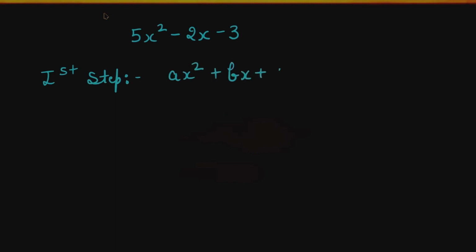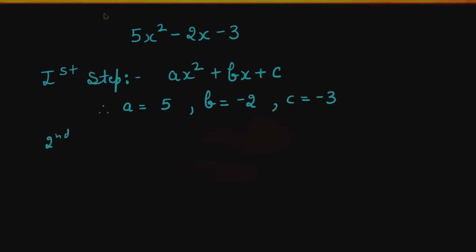So let's start. The equation is 5x squared minus 2x minus 3. So the first step is to compare this equation with ax squared plus bx plus c. Therefore, a is equal to 5, b is equal to minus 2, and c is equal to minus 3.